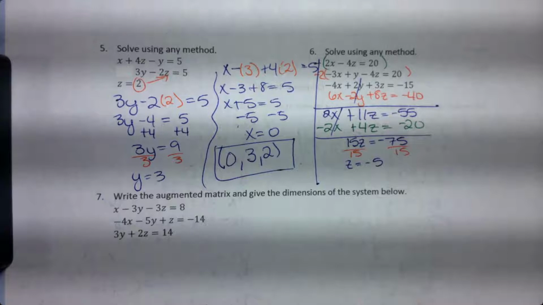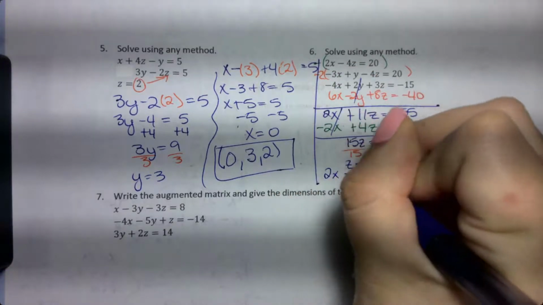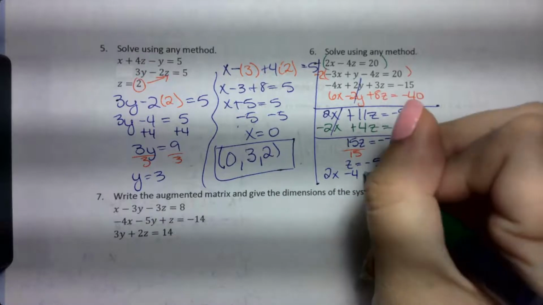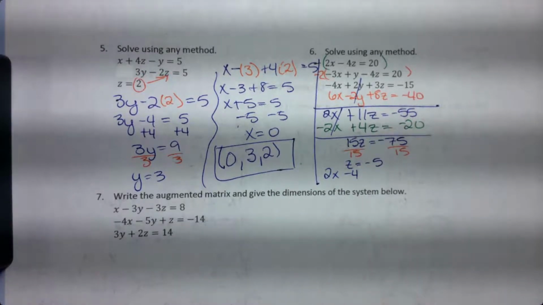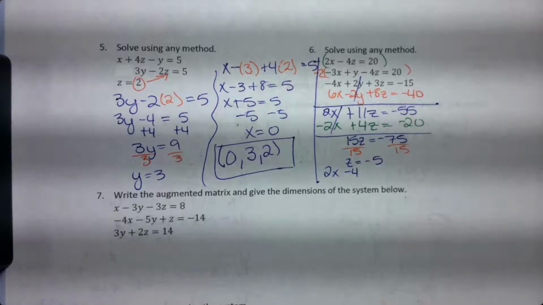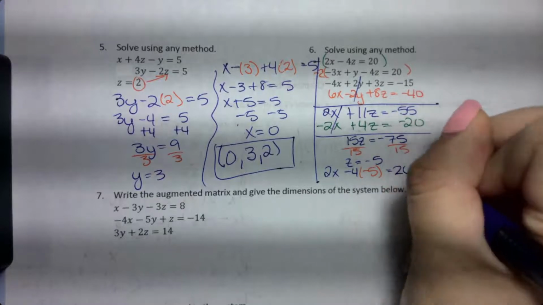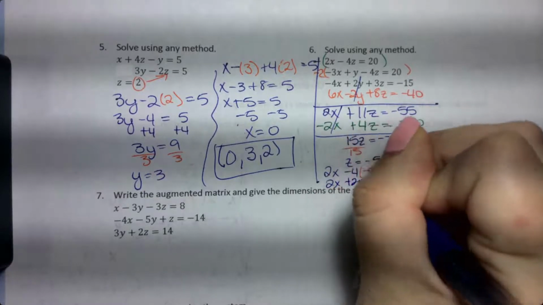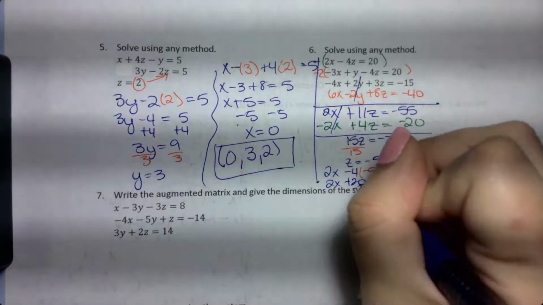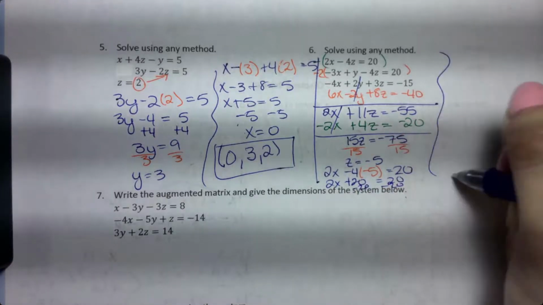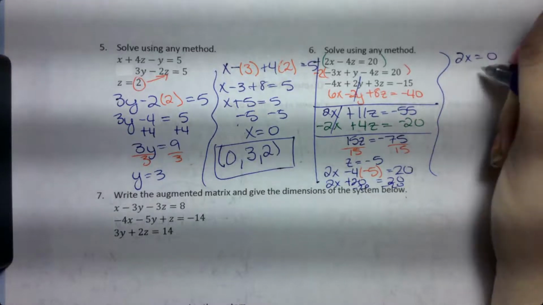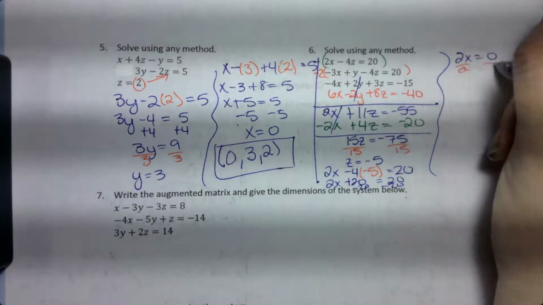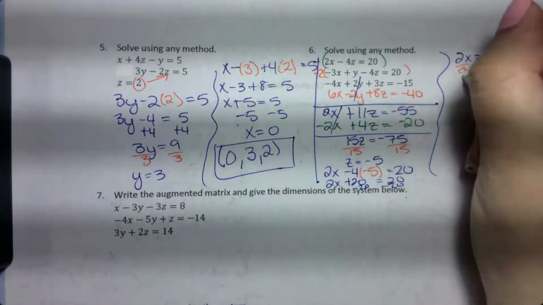Then I want to go ahead and plug in to any of my equations. I'm going to pick this top one because it's already got x and z. So I have 2x minus 4 times my z value of -5. And this should equal 20. So I have 2x plus 20 equals 20. I subtract 20 on both sides. This gets me 2x equals 0. If I divide both sides by 2, I get x equals 0.